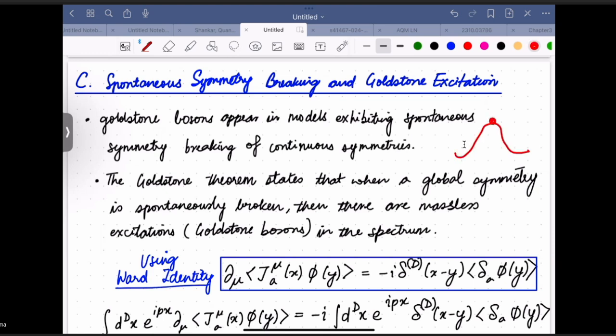So this is a particle. It moves either in this or this direction. It doesn't require any energy to move around in whatever direction it chooses, and this is what we call our massless Goldstone bosons.